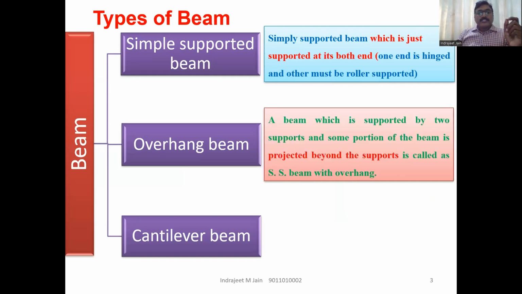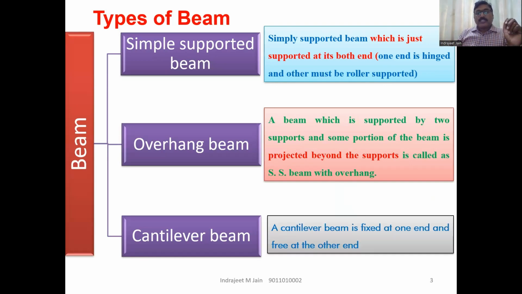Overhang beam. This is a simply supported beam only, but in which the beam is extended beyond the support. So the beam which is projected beyond the support, such a beam is called a simply supported beam with overhang or overhang beam. And next is cantilever beam. One end is fixed and the other end is free. Such a type of beam is called a cantilever beam.